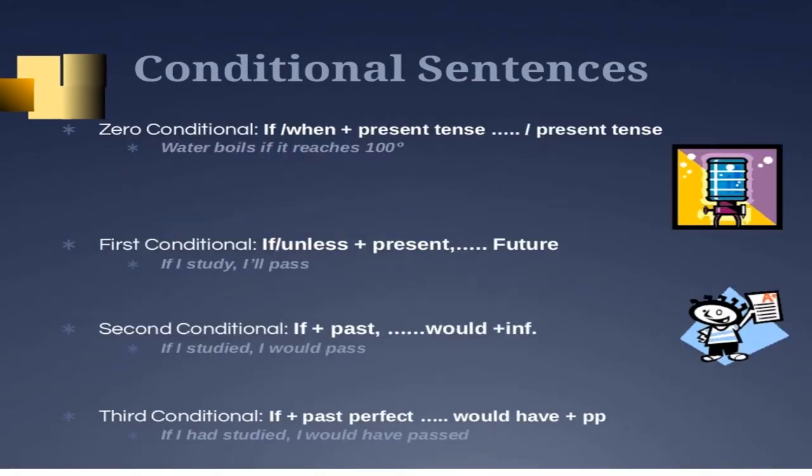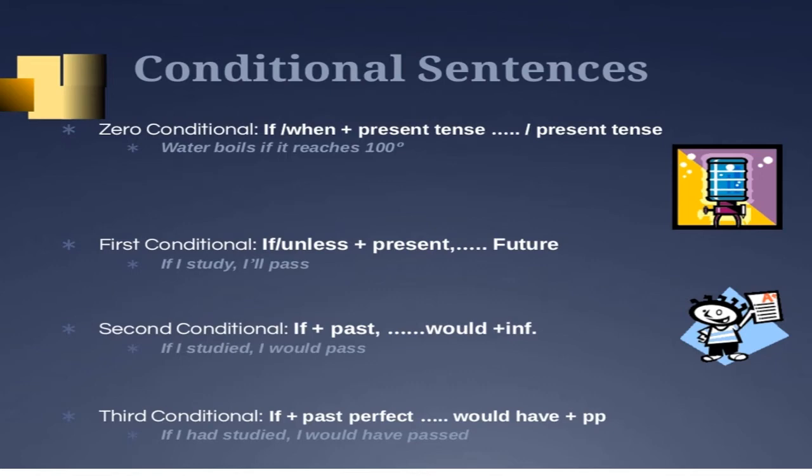The four types of conditional sentences are: the zero condition, if or when plus present tense, and the result or the main clause is in present tense. For example, water boils if it reaches 100 degrees. Now the first condition, if or unless plus present, and the main clause is in future. If I study, I will pass.